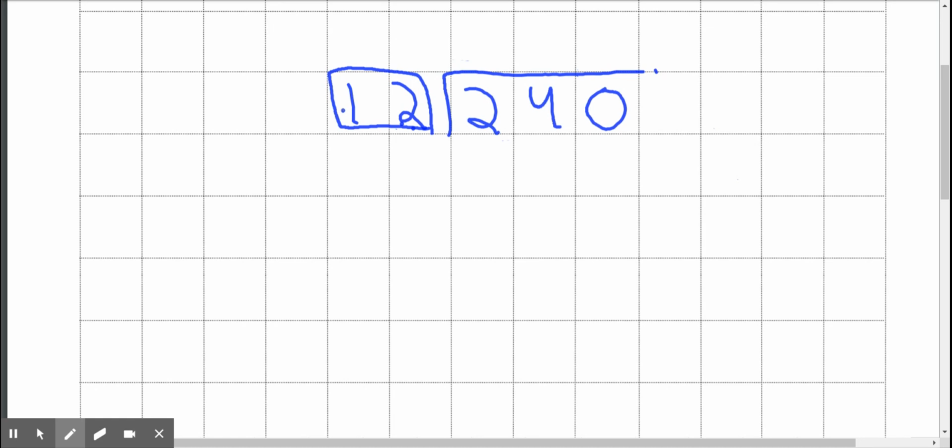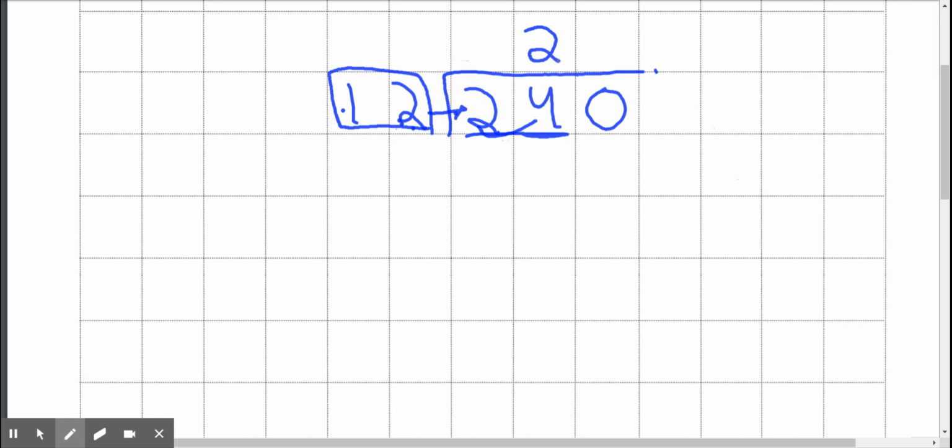So if I'm saying 12, I now have to say, well, how many times can 12 go into 2? And, well, it doesn't, because the 12 is a lot bigger than the 2. So now we have to look next door and say, okay, 24 then. How many times could 12 go into 24? And it actually goes in there perfectly. It goes in there twice.